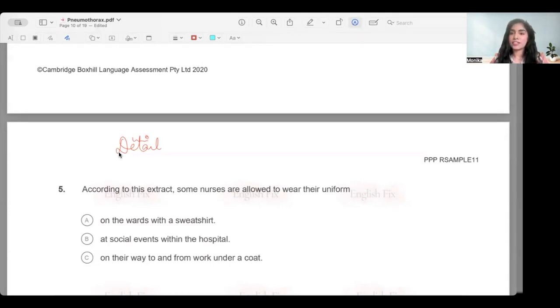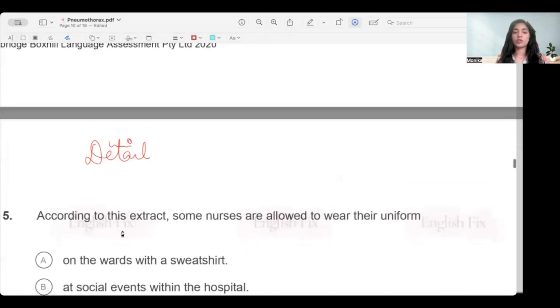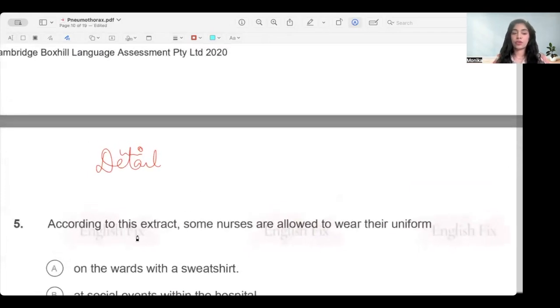OET has a variety of different question types because they don't want you to simply answer true false basic questions. But yes, there's a certain way of answering detailed questions. First of all, recognizing a detailed question is important. Notice how in this question type, what do we have here? According to this extract, it doesn't matter if it is an extract, if it is a policy document, if it is an email, if it is a manual, if it is a guideline, it does not matter as long as you are aware what these things are.